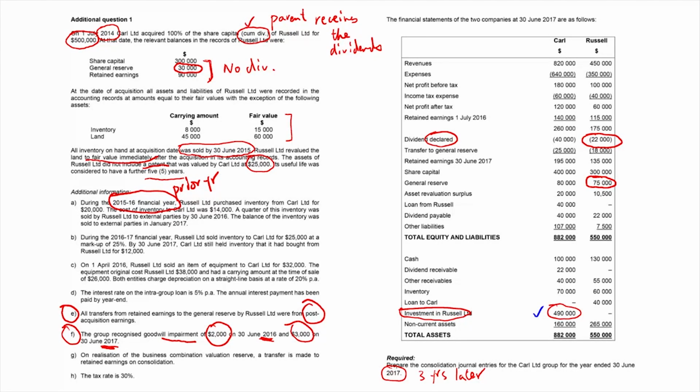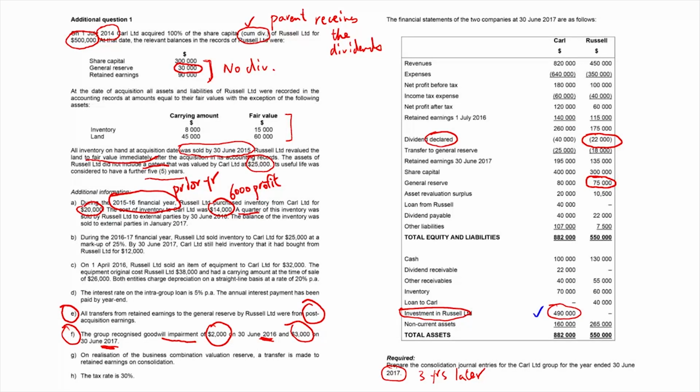Let's look at the rest of the information. You can see that they bought it for 20,000 and then the original cost is 14,000. That means you are going to get 6,000 as the profit. But then after that, you can also see that a quarter of this inventory was sold by Russell Limited to external parties by the end of that particular year. And the rest of that is sold in the current year. Okay, what do we need to do here?